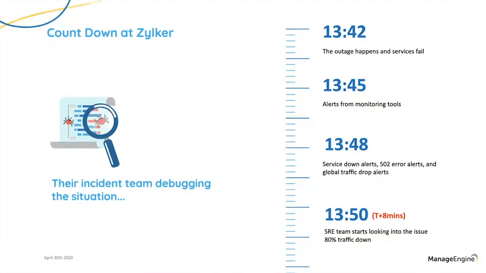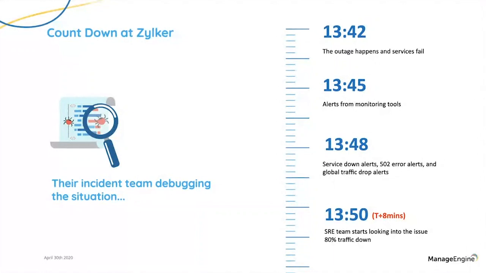Now, we are going to understand how Zilker started responding to this particular outage and where exactly they went wrong. It started in the afternoon at 13:42, when they experienced an outage. It's good that they had monitoring tools in place. It's not that they didn't have something, they did, but as you can see, there is a delay before the monitoring tool alerts start coming in. There are also tools that provide performance analysis on websites. They also shared feedback, but it's not in sync.